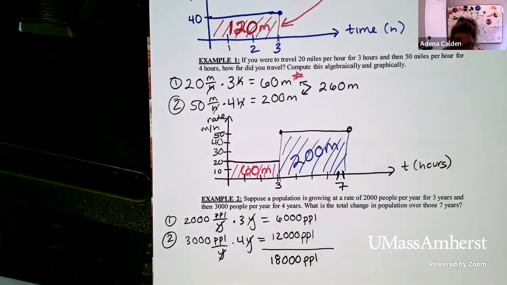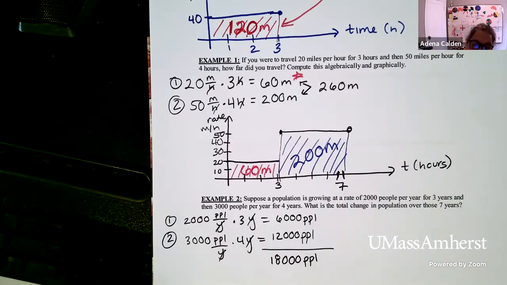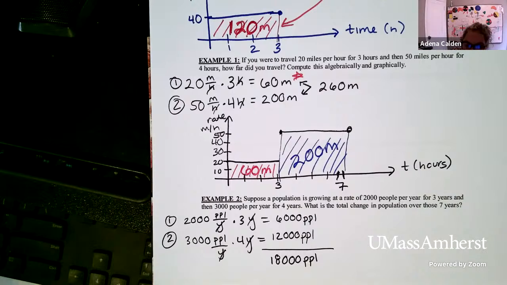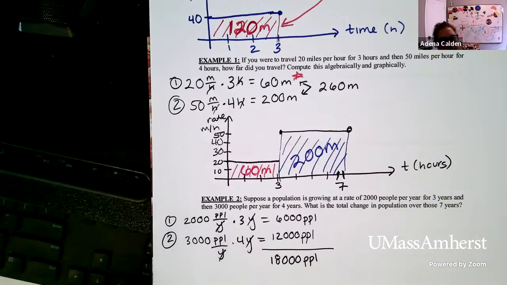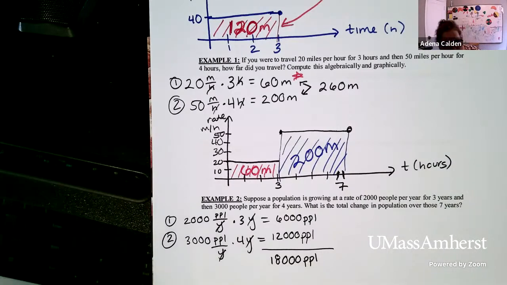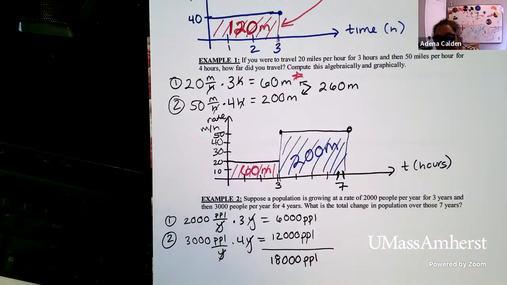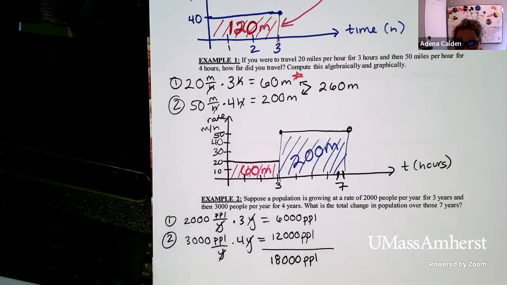Now, there's a very important distinction that needs to be made here. That does not mean that our population is 18,000 people. It means that our population grew by 18,000 people. We don't know how many people there were to start with, right? If we knew there were 50,000 people, then we would add the 18,000 and we'd have 68,000 people. But we don't. What we know is how much the population changed. So the population grew by 18,000 people.